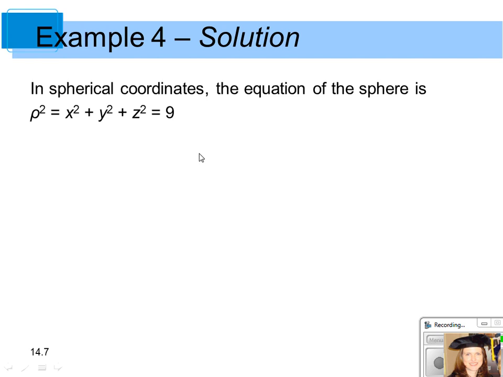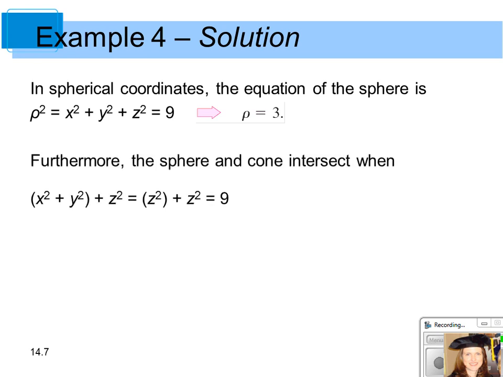Now in spherical coordinates, there is a conversion equation: x squared plus y squared plus z squared is equal to rho squared. So the equation of the sphere can be simplified to rho squared equals 9. That means rho equals 3. Our bounds for rho would be from the tip of that cone shape out to rho equals 3.